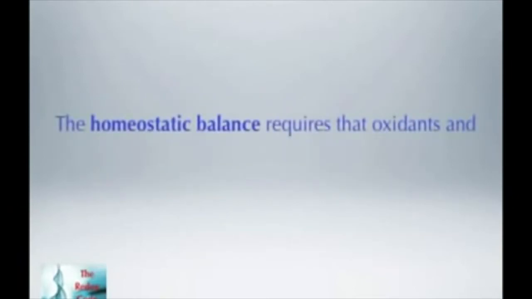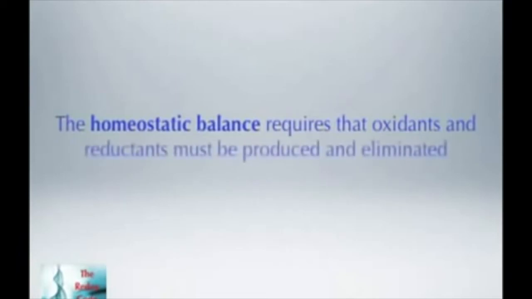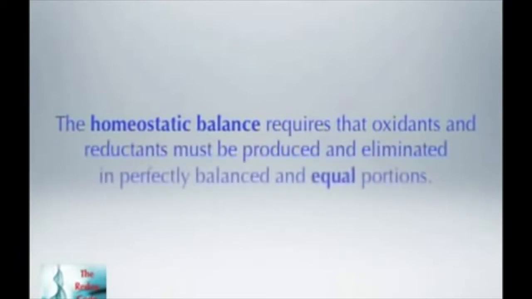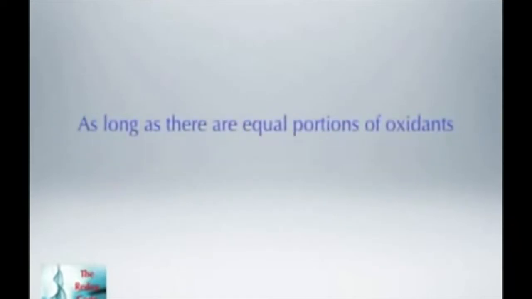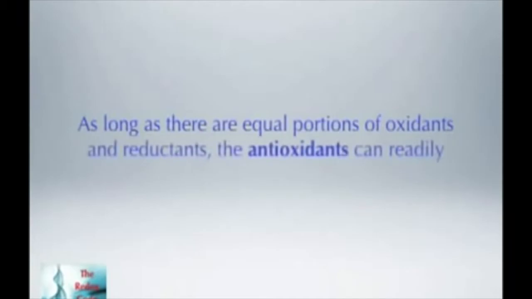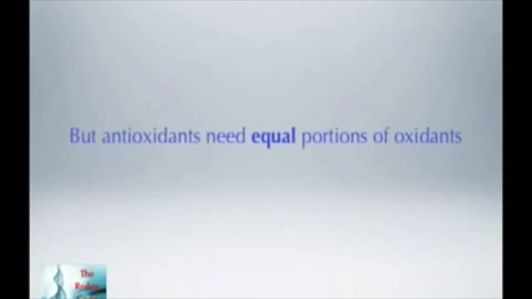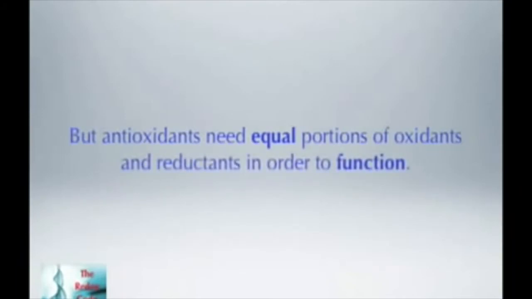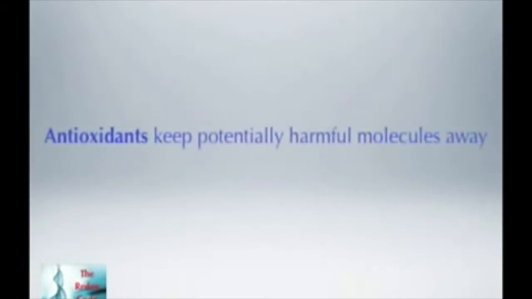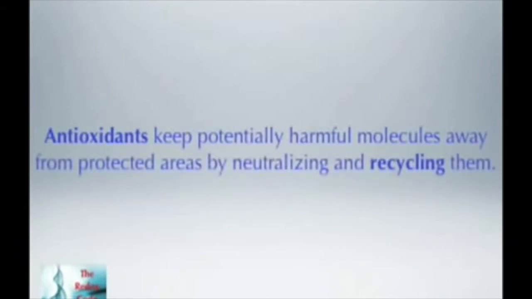The homeostatic balance requires that the oxidants and the reductants must be produced and eliminated in perfectly balanced and equal proportions. As long as there are equal proportions of oxidants and reductants, the antioxidants can readily neutralize them as fast as they're created. But the antioxidants need equal proportion of oxidants and reductants in order to function. So antioxidants keep potentially harmful molecules away from protected areas of the cell by neutralizing and then recycling them.